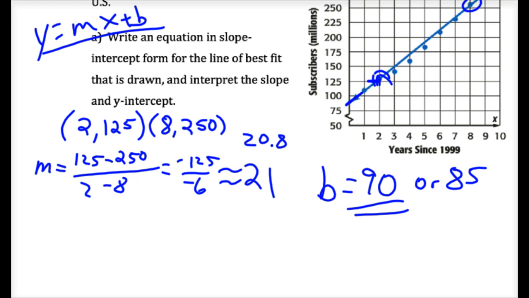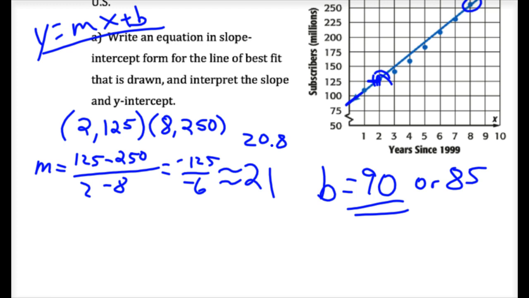Wait, how'd you get 90? Okay, look carefully, where does the line cross the y-axis? Cool, I got the same. Where is the y-axis? Right, where does that line cross the y-axis? Because that's what b represents, the y-intercept.